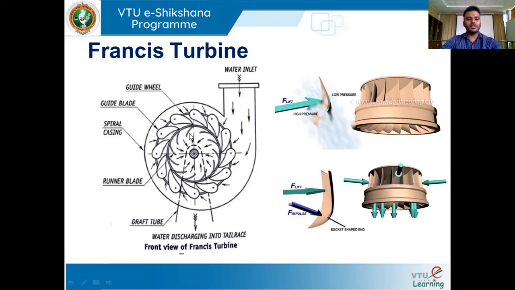So the shape of the runner blade is quite different from that of a runner blade used in a Pelton wheel. Here the runner blade has an aerofoil shape. That means once the water glides over this runner blade, it creates a pressure difference. One part of this runner blade experiences high pressure and the other part experiences low pressure. Because of this pressure difference, there will be a lift force which makes this turbine blade rotate. So this is how the energy of the water can be utilized to produce a lift force.